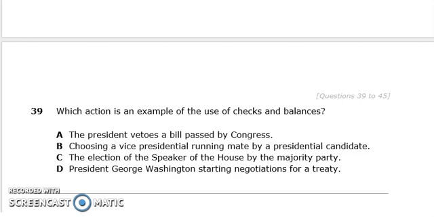Number 39. Which action is an example of the use of checks and balances? A. The President vetoes a bill passed by Congress. B. Choosing a vice president running mate by a presidential candidate. C. The election of the Speaker of the House by the majority party. D. President George Washington starting negotiations for a treaty.